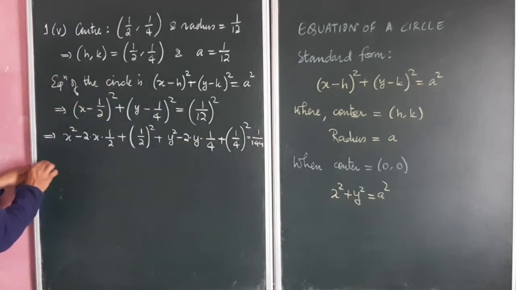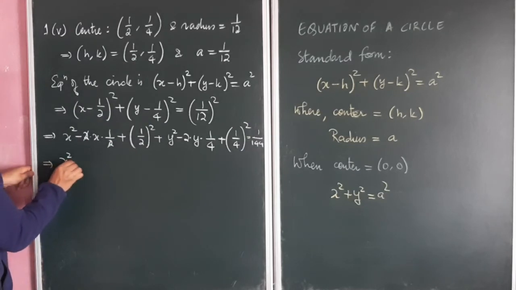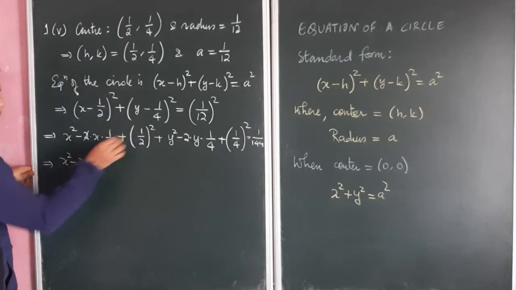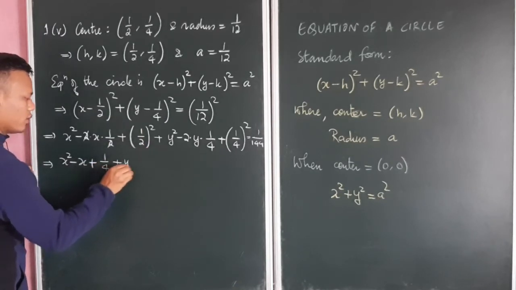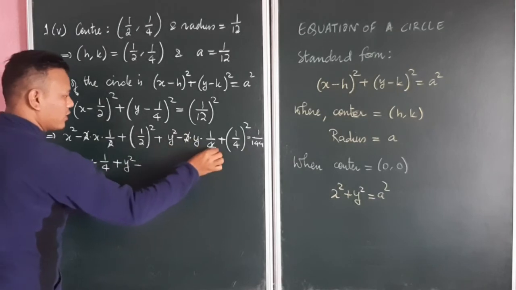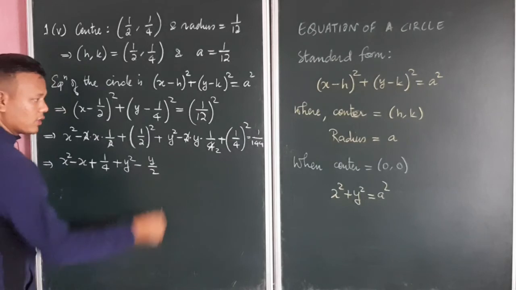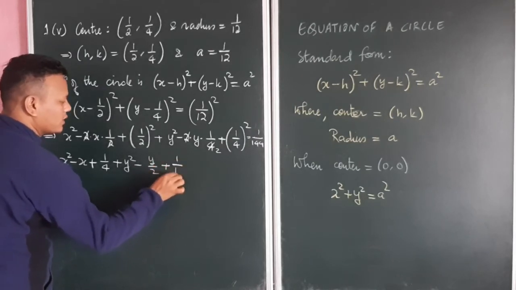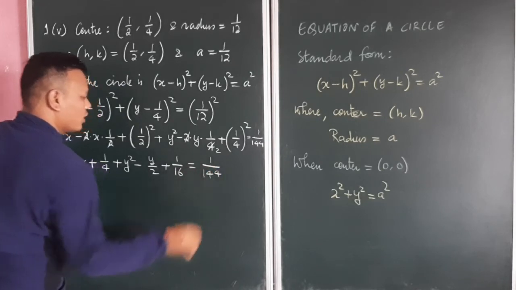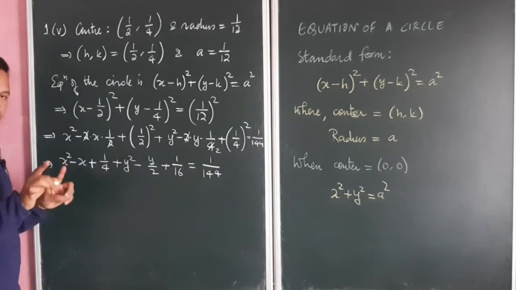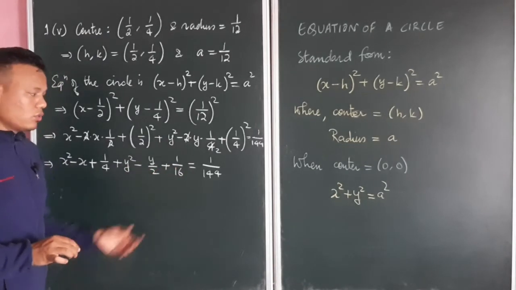Let's simplify this. 2 and 2 get cancelled. So this is x squared minus x plus 1 by 4. Then we have y squared minus, this and this get cancelled, so we have y by 2, plus 1 by 16 equals 1 by 144. If you want to keep your answer like this, that's okay, but there are some fractions, so it's better to get rid of fractions.